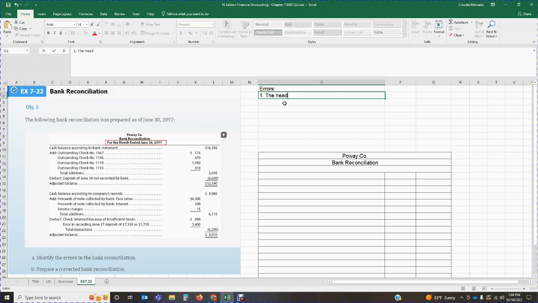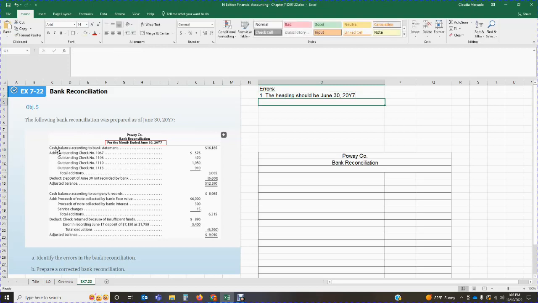The heading should be just June the 30th, 20Y7. That's all that it should be. It's at a point in time. We are reconciling this effective June the 30th, not for the month ended, just for June the 30th. So the heading should just read June 30th, 20Y7. That is the first error.